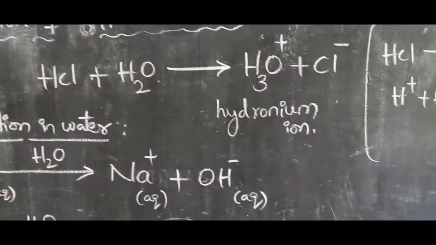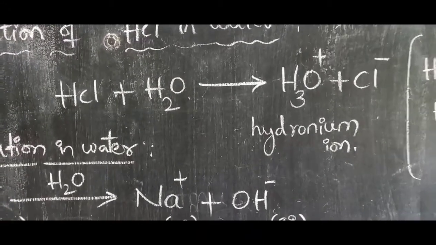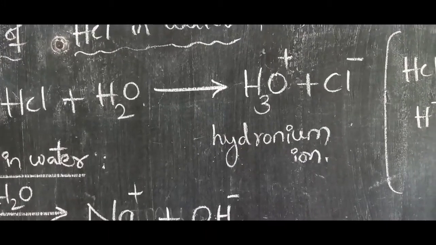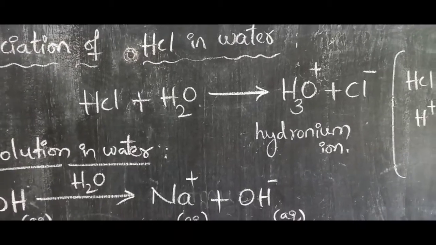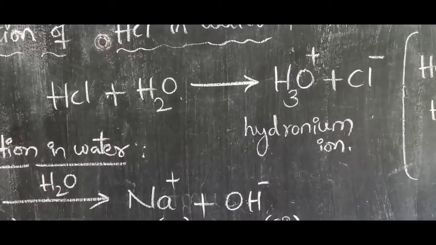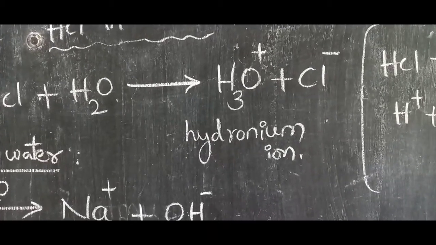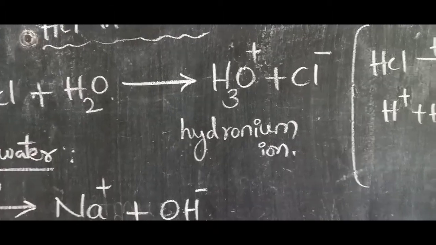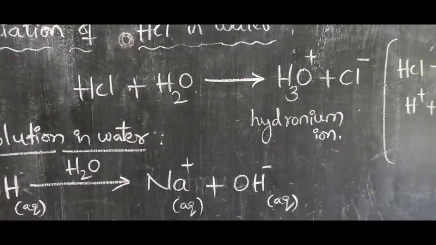See here I have written the total equation. HCl plus H2O gives H3O plus and Cl minus. On the whole we get 2 ions. When HCl is mixed with water, in the presence of water it dissociates into ions and produces H3O plus ions and Cl minus ions. H3O plus ions are called hydronium ions and Cl minus ions are called chloride ions. Okay, like this.